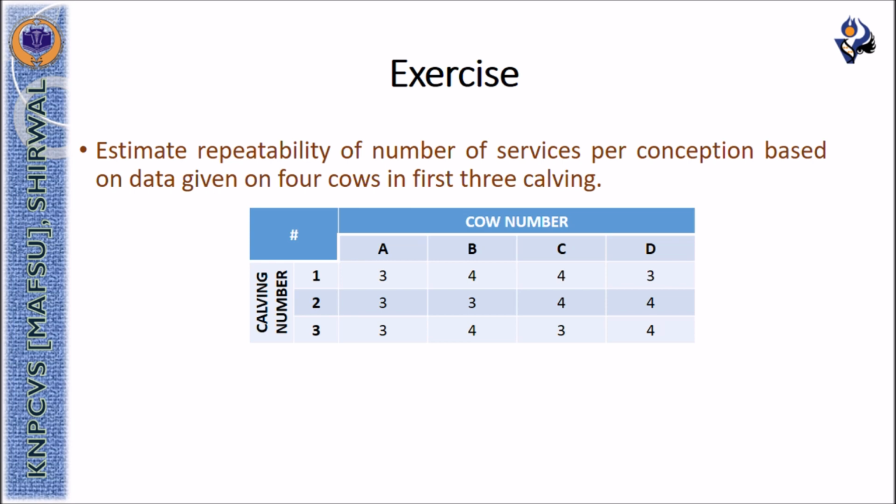Based on this, there is an exercise as your homework. You will have to estimate the repeatability of number of services per conception based on the data given on 4 cows in their first 3 calvings.